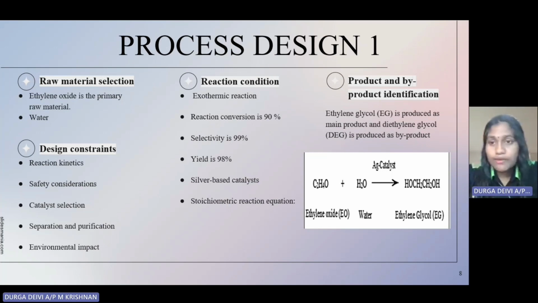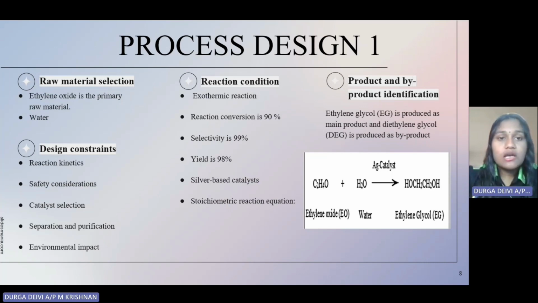For the product and byproduct identification, ethylene glycol is produced as the main product and diethylene glycol is produced as the byproduct. When designing a hydrolysis process for ethylene glycol production, several common design constraints need to be considered. Firstly, reaction kinetics plays a crucial role, and the design should aim to achieve desired conversion rates by selecting suitable reaction conditions such as temperature, pressure, and residence time.